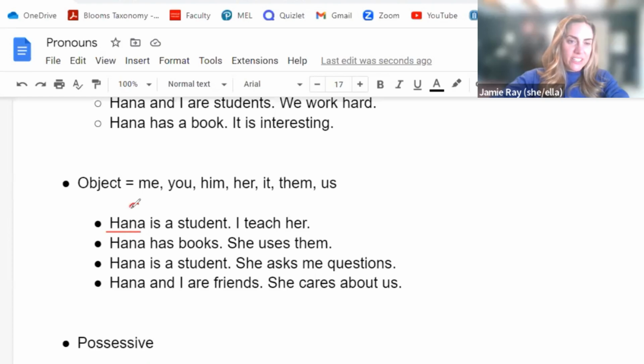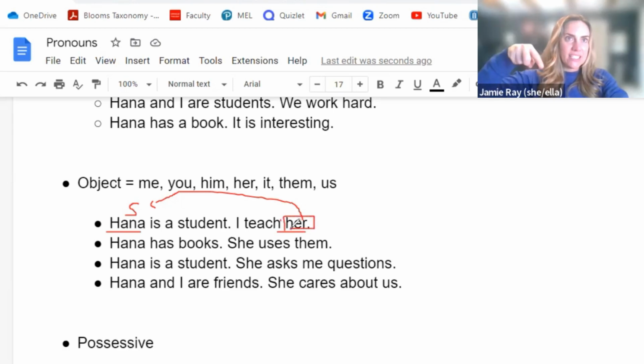So Hannah here is the subject. So Hannah's a student. I teach her. Her refers to Hannah. Her is a pronoun, but look at where this pronoun is in this sentence. It's coming after the verb teach. Therefore, we need to say her because it is an object pronoun. Okay.